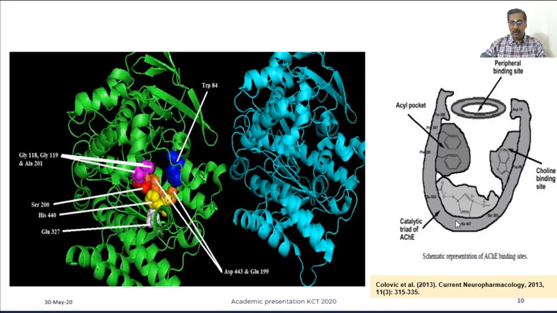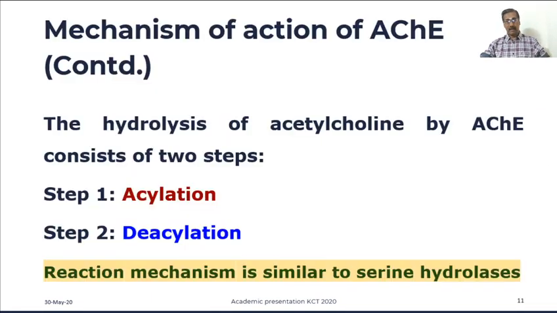Now that's what is projected over here. This is the cleft. Please see the cleft over here. This is the space where you can fit your acetylcholine. Now your acetylcholine will be fitted over here for effective hydrolysis.